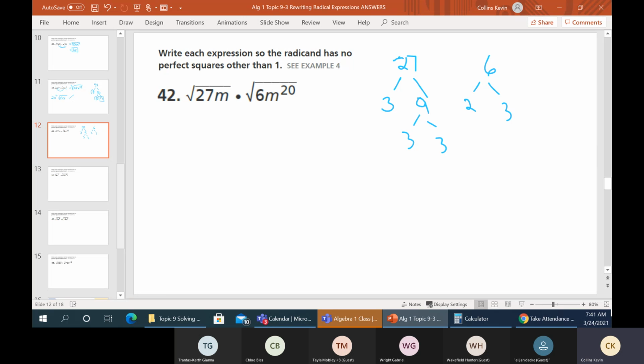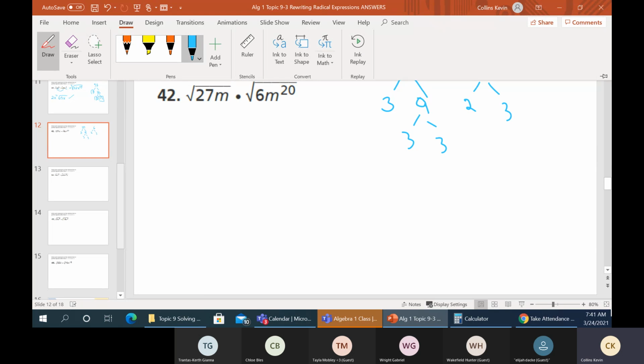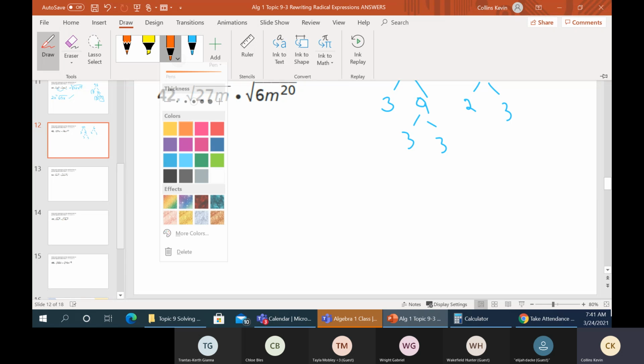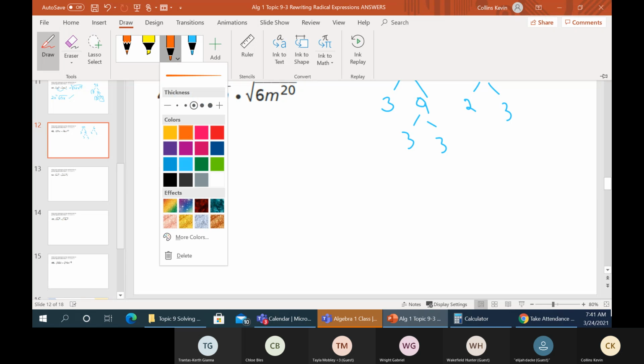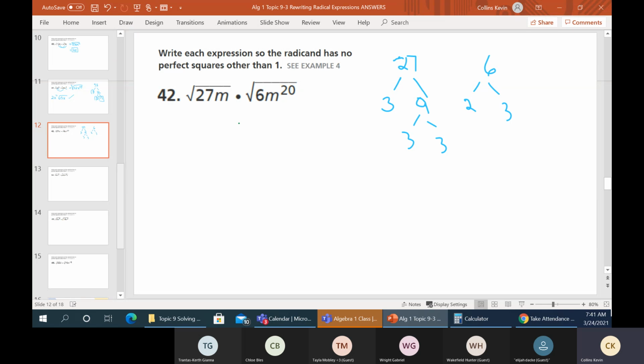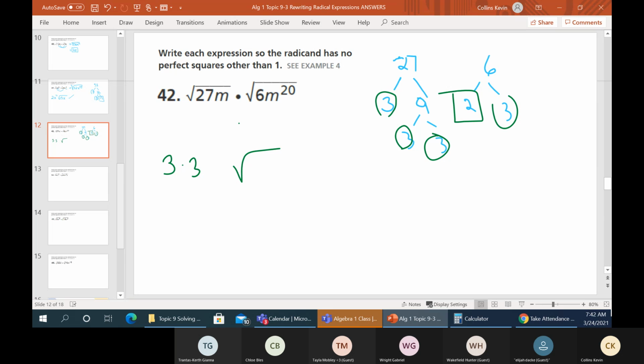All right, so let's check it out. Well, what do we got here? Different color would be good. So we've got 1. There's a pair of 3s, right? So 3 can come outside. Here's another pair of 3s. So another 3 can come outside. And then we've got this 2 by himself. So that guy stays there, right? Okay, so then check this out.